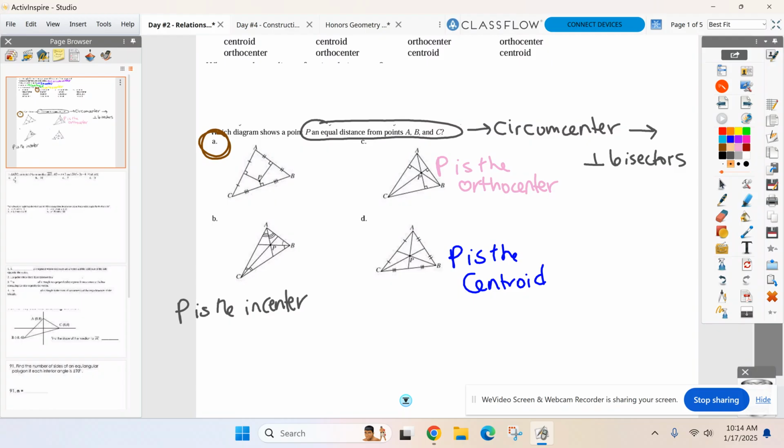Okay, questions? Yes, Jacob? Orthocenter is the only point that can be outside of the triangle? Not necessarily. The circumcenter can be, because remember, perpendicular bisectors do not have to come from a vertex. So if I draw all three perpendicular bisectors, it is possible that they will intersect outside the triangle. Centroid and incenter, yes, always inside, always inside. Yep.